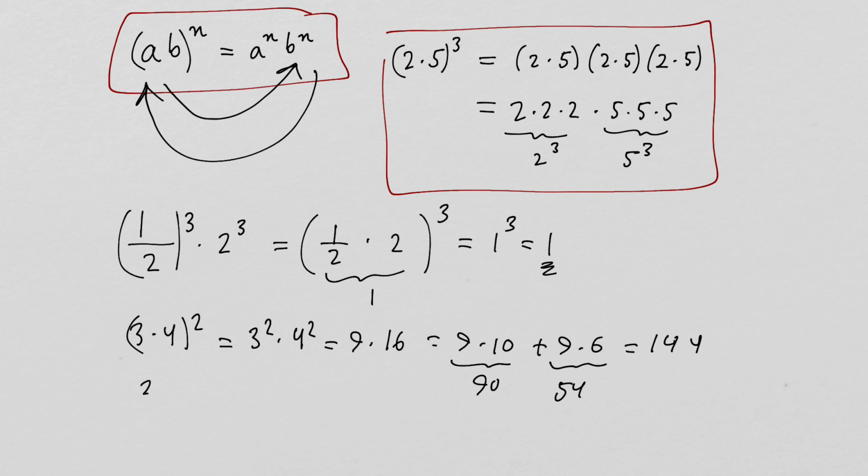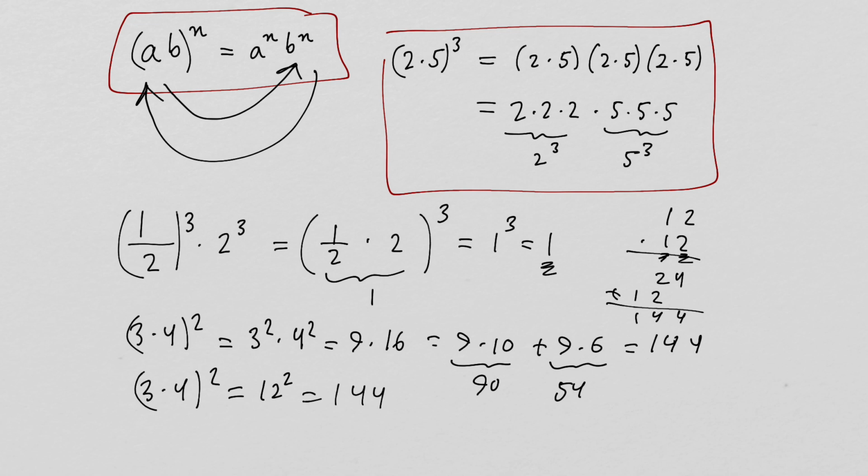Well, on the other hand, if we would make the product 3 times 4 would be 12. And what is the square of 12? We could calculate somewhere. 12 times 12, how much is that? If we multiply with 2, we would get 24. If we multiply with 1, we would get 12. And summing up these numbers, we would get 144. So, also in this example, we get the same result. The formula seems valid.